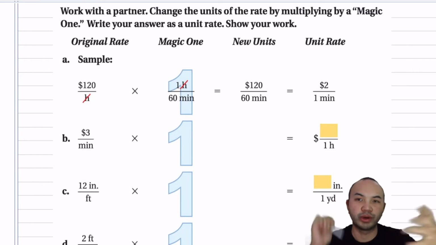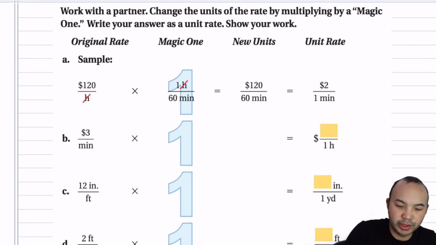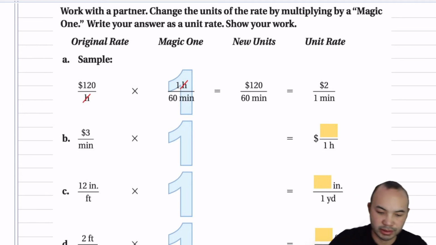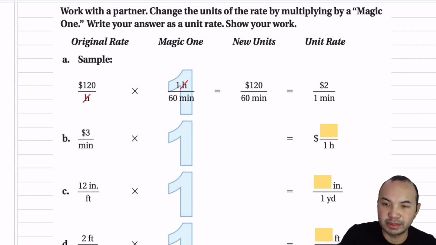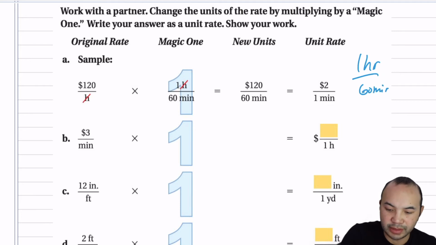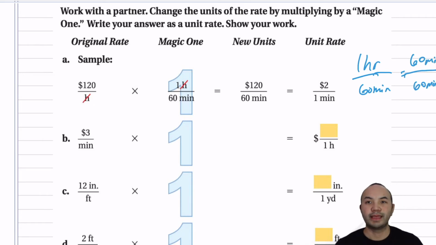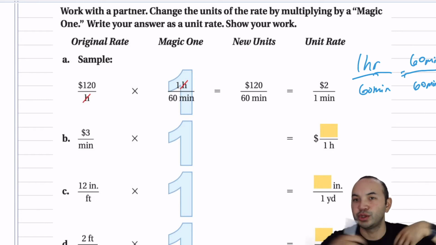Well, with 1 on the bottom. And in this case, it might be on the top. So magic 1 means if you make it a fraction, it equals 1. As you can see in the example given, 1 hour is equal to 1 hour over 60 minutes. So if I change hours to minutes, that's actually 60 minutes over 60 minutes, and that's 1. That's what a magic 1 is, because if you have 60 minutes over 60 minutes, you have 1.